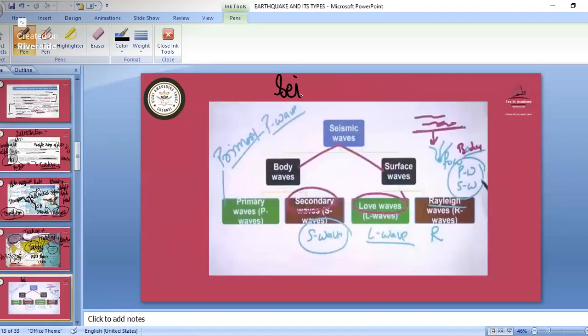So now we are seeing about the seismic waves. We have finished the distribution of the earthquakes. Now we'll see about the seismic waves. What are all those types of seismic waves?